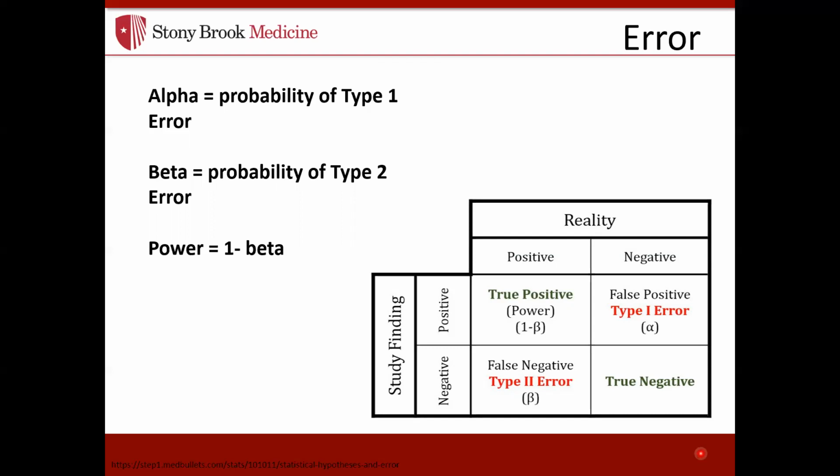Beta is the possibility of a type 2 error. That is that the researcher sees a false negative and they fail to reject the null hypothesis. And I think I've said this before, power equals 1 minus beta. So it basically means 1 minus the probability of a false negative.